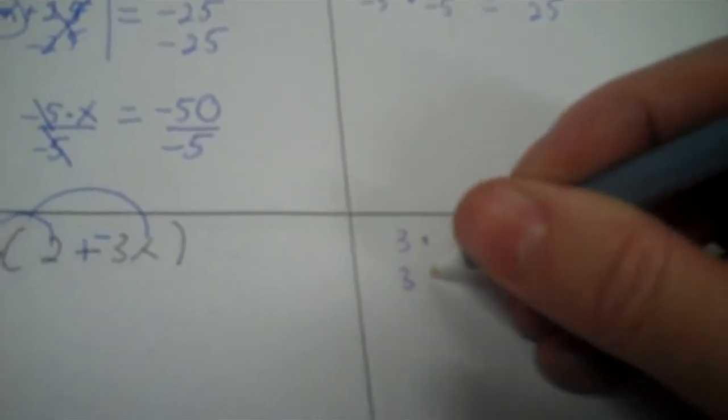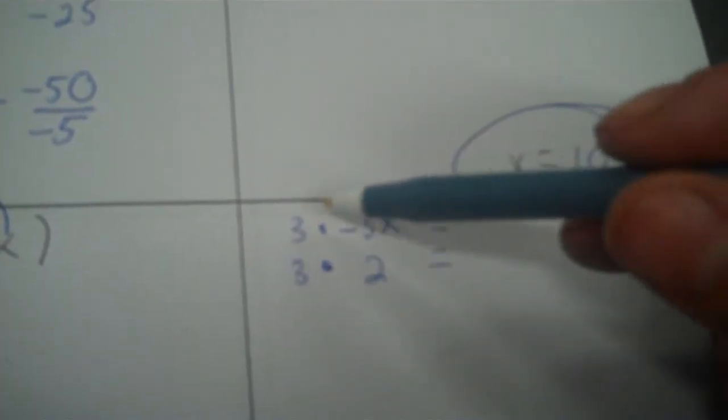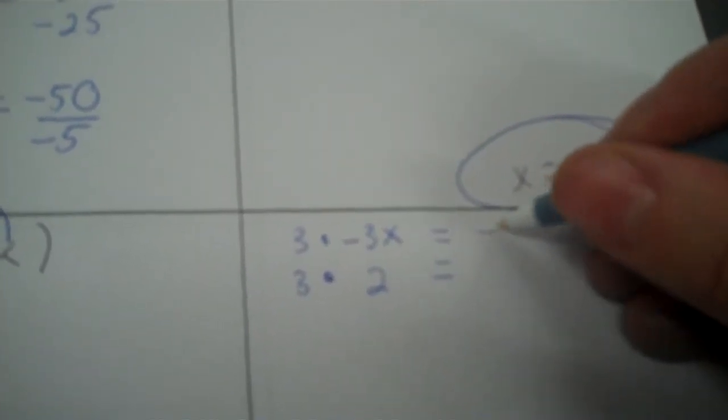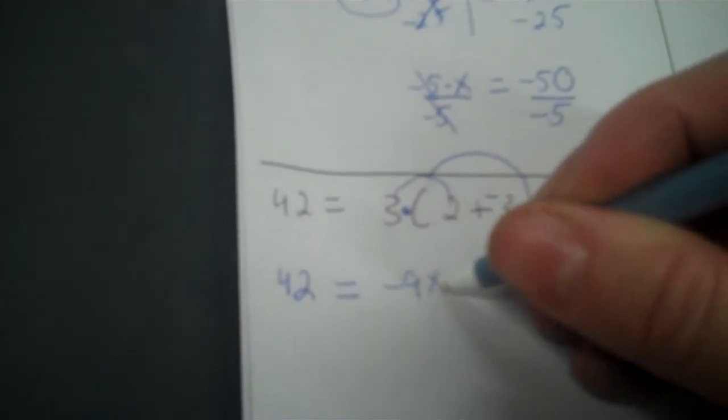So this outside 3 I write down twice. Now we're going to times by the x number first. Just trust me, negative 3x first and then 2 second. You kind of want to find the x product first. So 3 times negative 3 is negative 9 with x, and 3 times 2 is 6. So you rewrite this side as negative 9x plus 6.